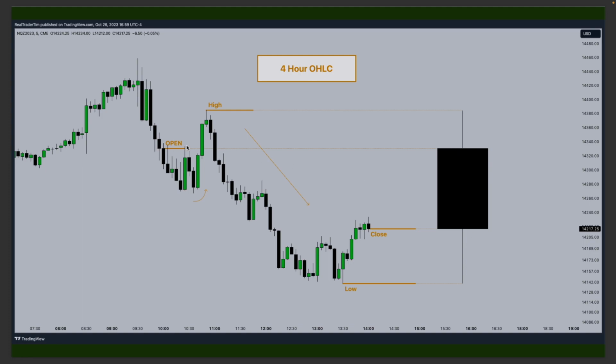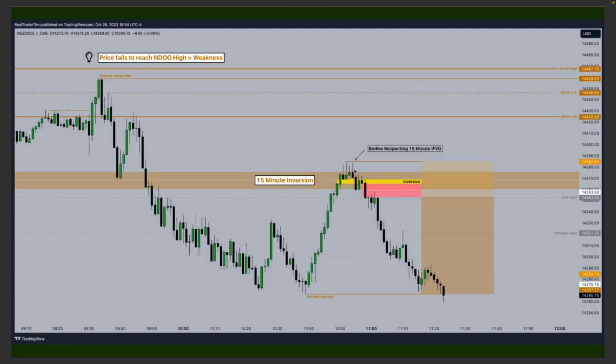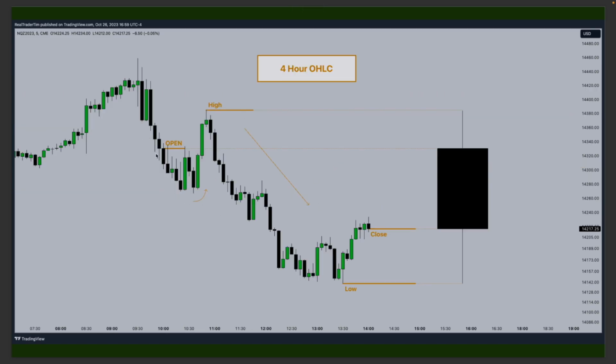So you guys see how this comes together? At 10 a.m., we expect some sort of retracement to premium, right? This order block is not charted, but it's what we were watching on live. If you guys recall, the bodies respected it beautifully. And then we got that setup that we just had here, right? In this 15-minute inversion.